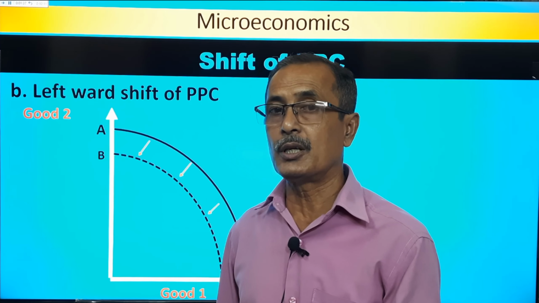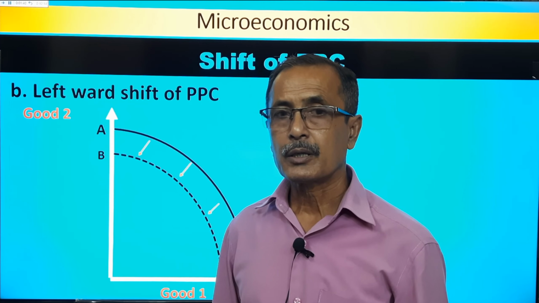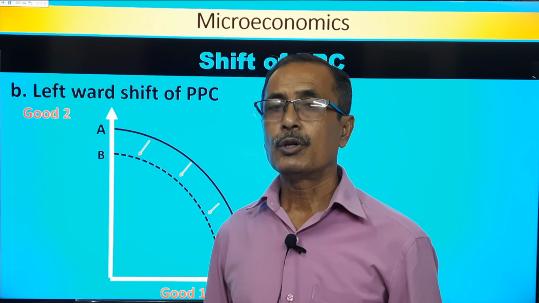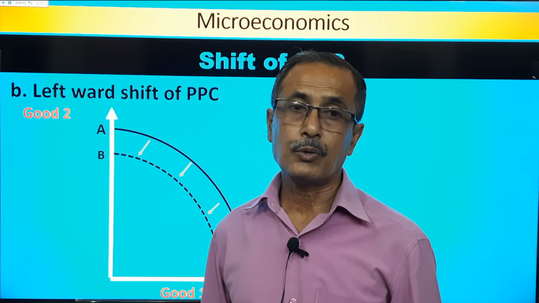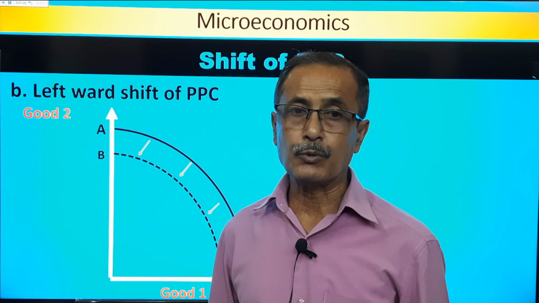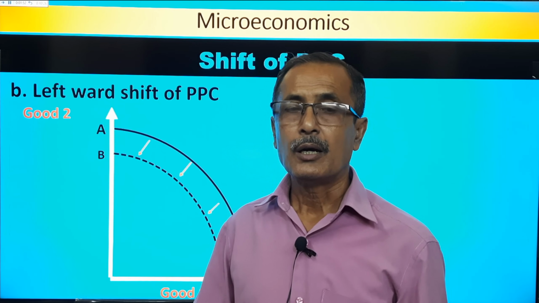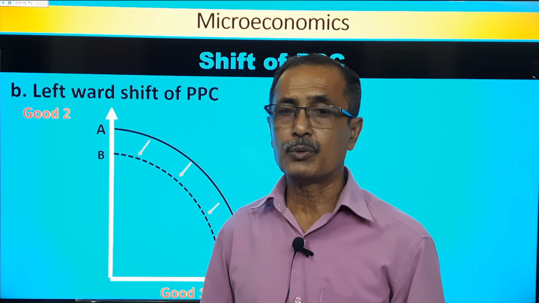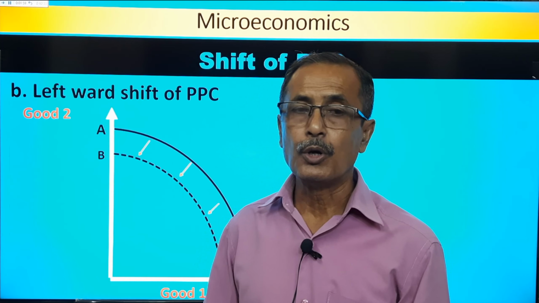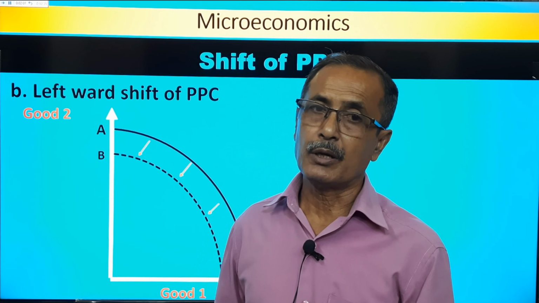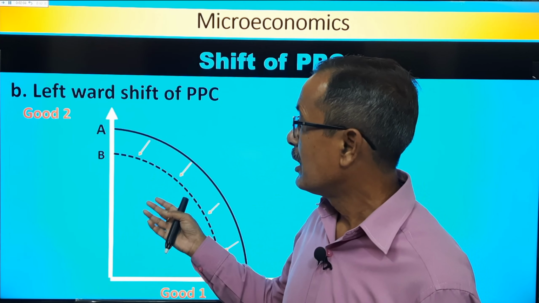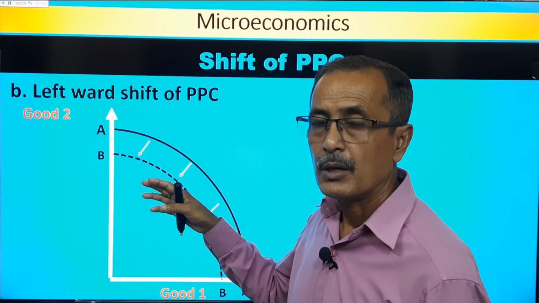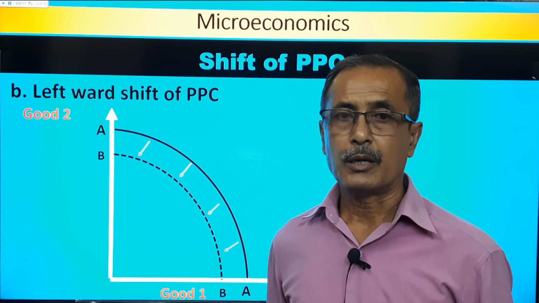Under such a situation, the PPC can shift to the left, and this is not at all a good sign for the growth of an economy, for the growth of a country. We always prefer to see a rightward shift of the PPC. Okay, and now one more point for you. You can show both the curves on the same diagram. Here it's shown on the left hand side. You can draw another curve on the right hand side. Then you can show both the curves on the same diagram.